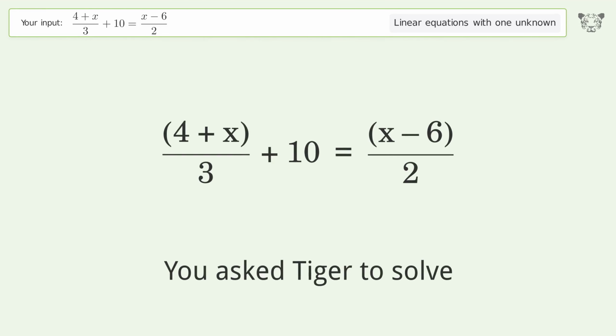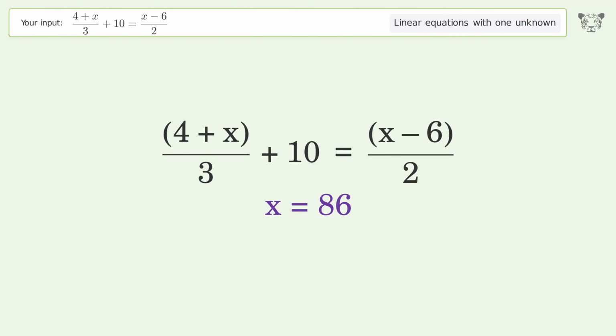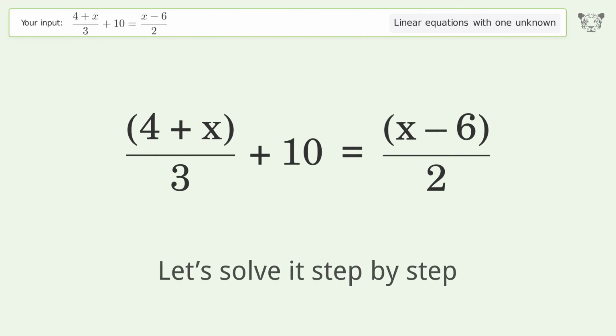You ask Tiger to solve. This deals with linear equations with one unknown. The final result is x equals 86. Let's solve it step by step.